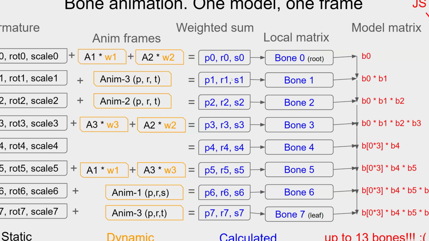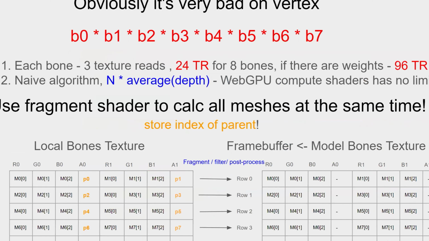It looks like all the blue part can be done on the GPU, but the red part can't be, because the number of those multiplications is different. We can't just use a previous result in the shader. If the shader computed one bone, we can't use it to compute another bone because of WebGL limitations. So how do we solve it? Well, to multiply 8 matrices on the vertex is very bad. We have like 24 texture reads for 8 bones, because each bone is a matrix.